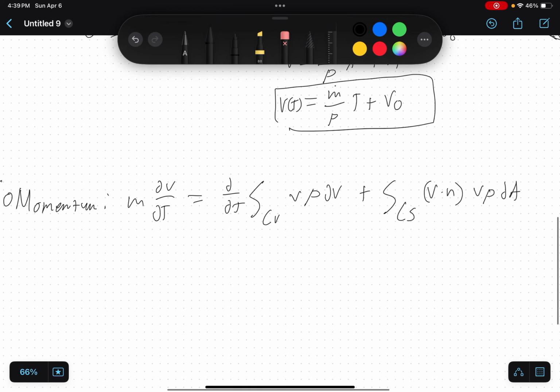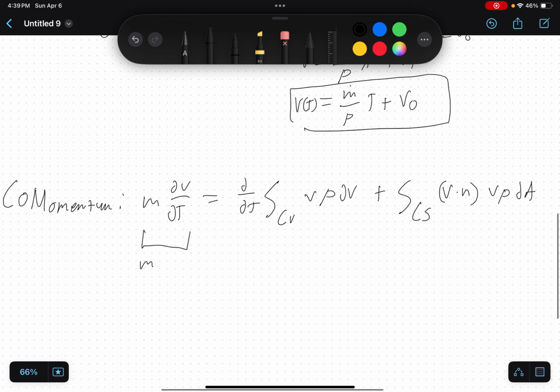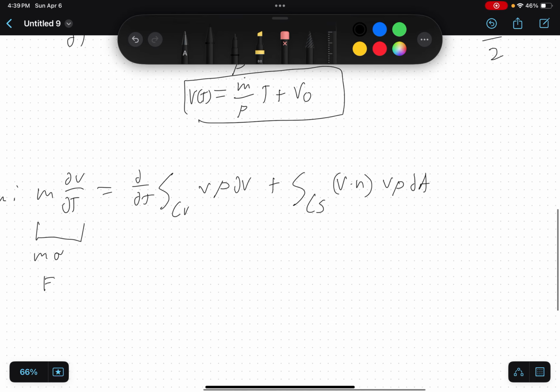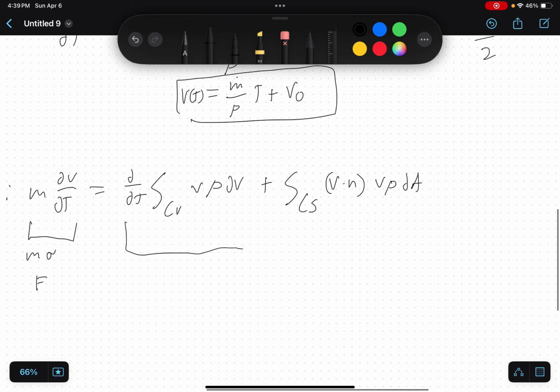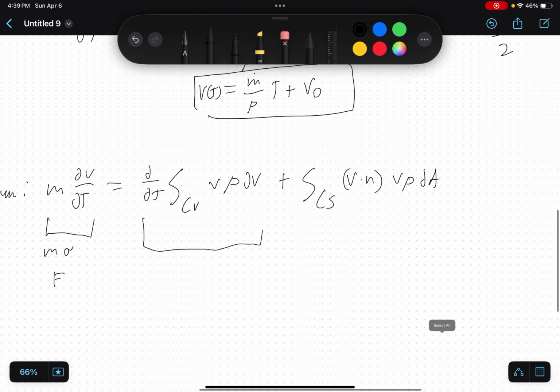So what is this term? This term is m dv dt. dv dt is acceleration, so it's ma, and that is force. What is this term?